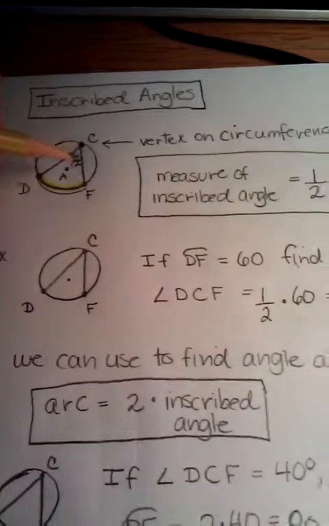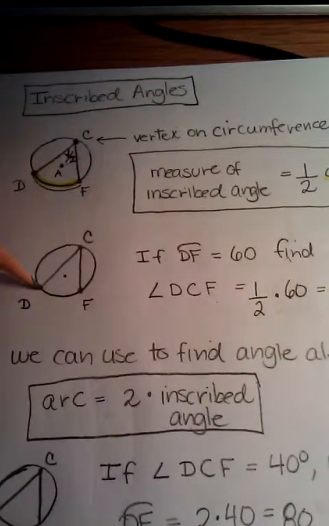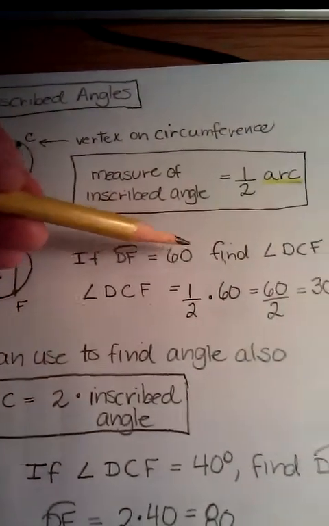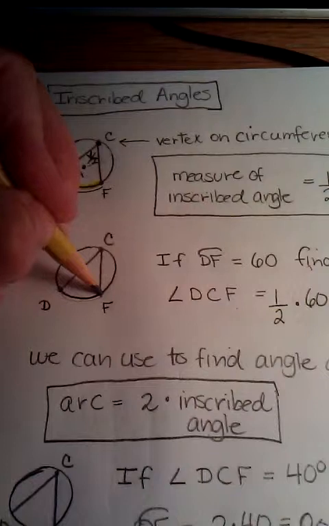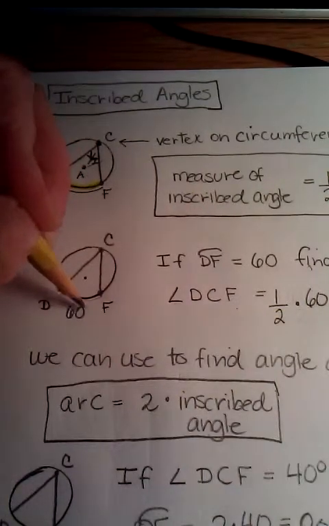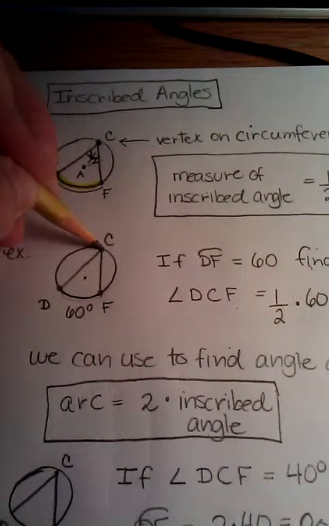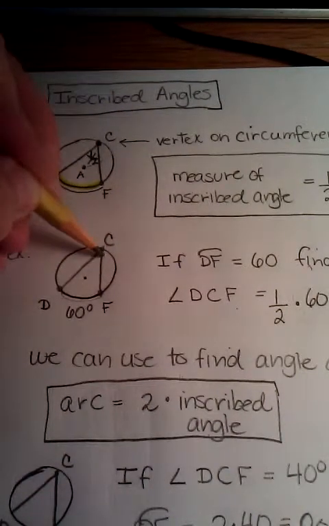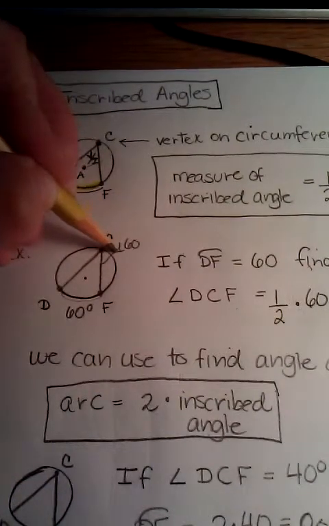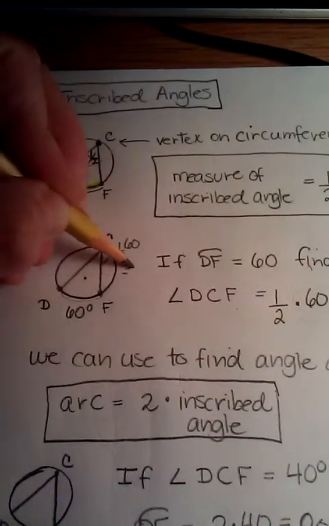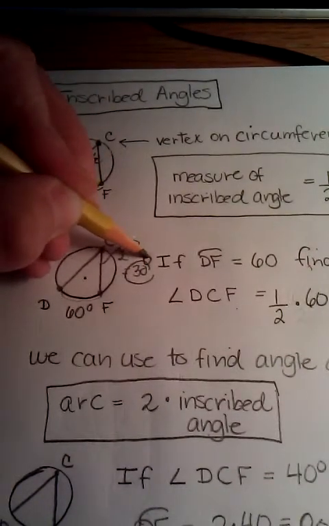So here's an example. Here's my little circle, and if D to F is 60, find angle DCF. So from here to here is 60 degrees. I look at this and I notice this is sitting on the side, and I remember that if it's sitting way out here, that this is half. So I'm going to go 60 and take half of that, and half of 60 is equal to 30. So this angle right there is 30 degrees.